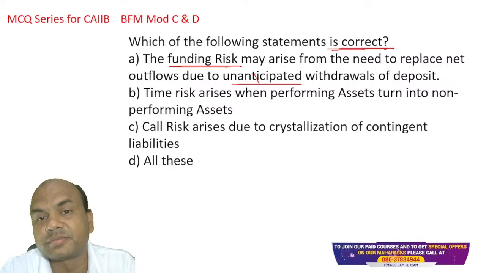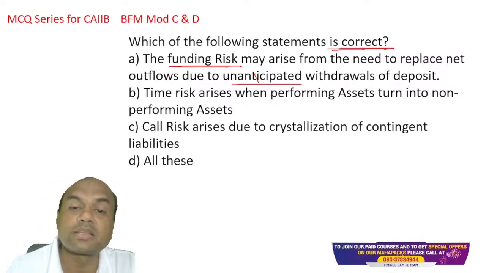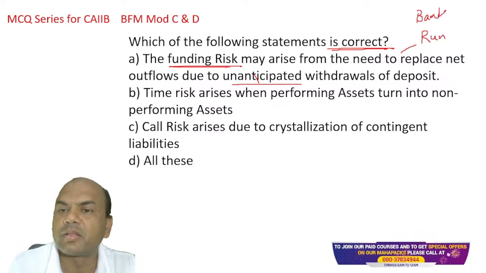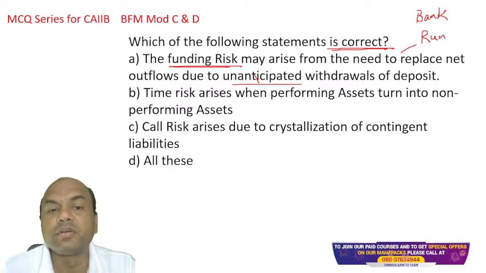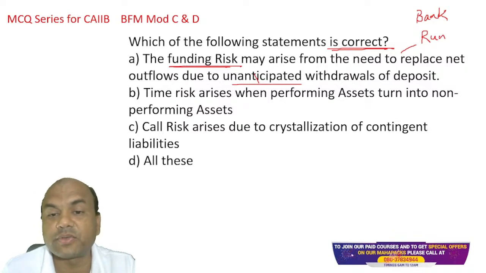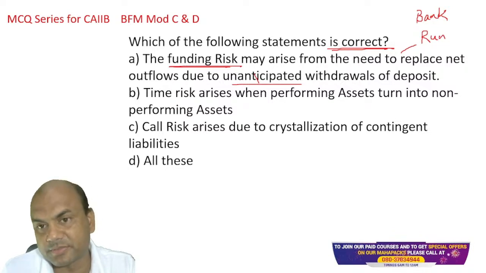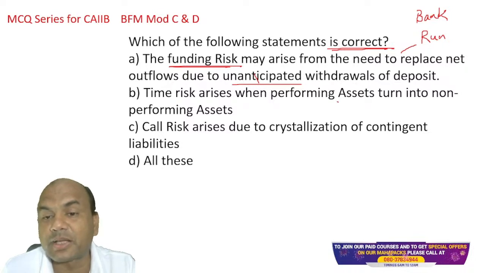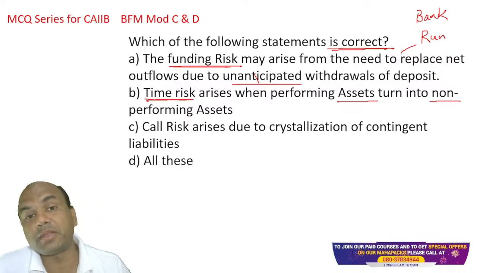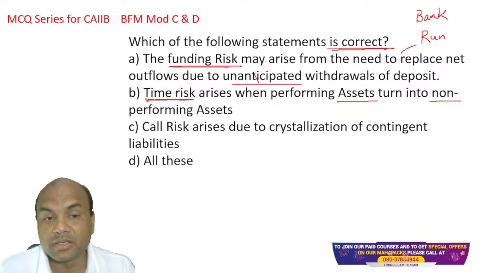It is called run on the bank. This is the important term, run. I'll write it over here. Run on the bank, or they call it bank run. That's simple. So this funding risk may arise due to this. Let's see. The time risk arises when the performing assets turn into NPAs. So my performing assets become NPA. So time risk means what? On the required time, I may not get the payment. So that is time risk.